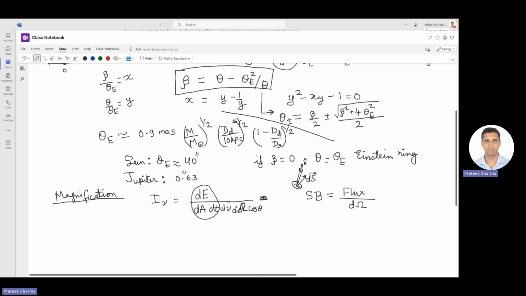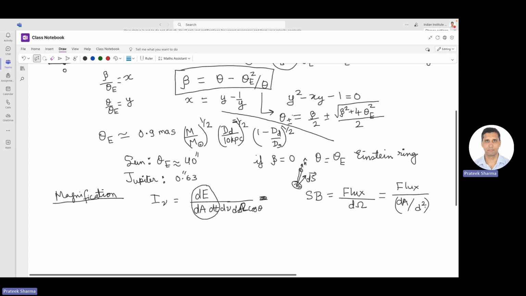So not only is specific intensity conserved, the surface brightness is conserved. This is nothing but flux divided by solid angle. Solid angle is area of the source divided by distance squared. Now the flux goes like 1 over d squared, and this d omega goes like 1 over d squared. The distance dependence goes away. So surface brightness is an inherent property.